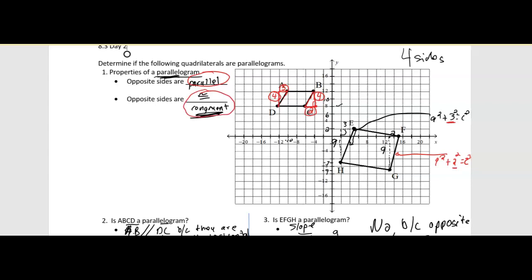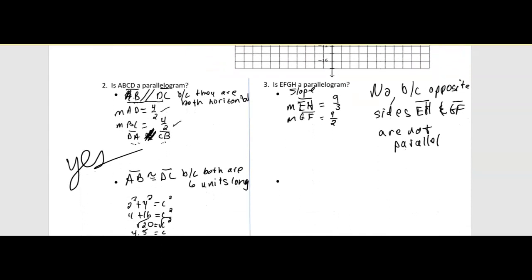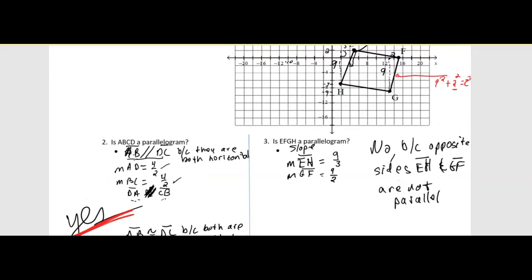And if it satisfies both of them, like ABCD did, you would say, yes, it's a parallelogram. If our opposite sides are not parallel and our opposite sides are not congruent, then we would say no. But we just need to make sure that we have the work and justification there.